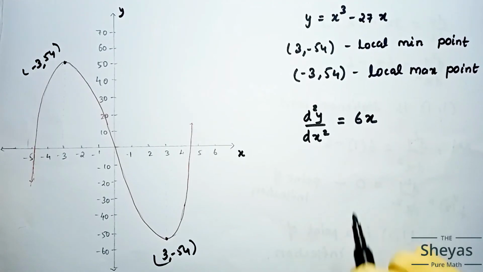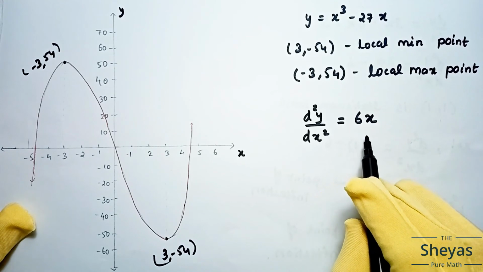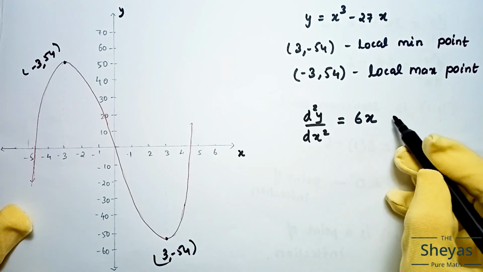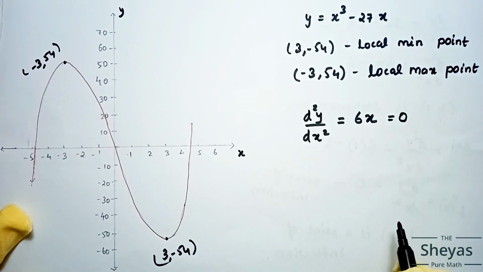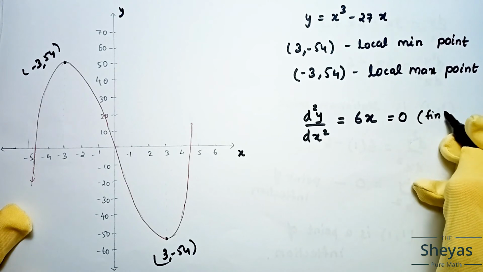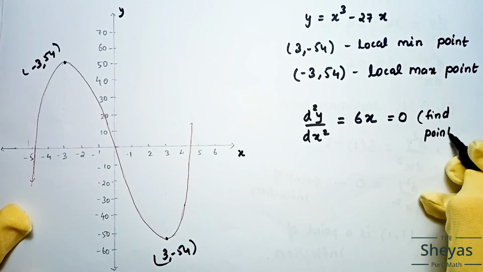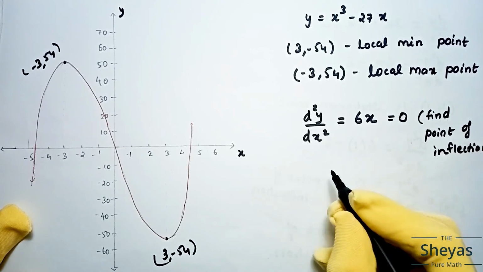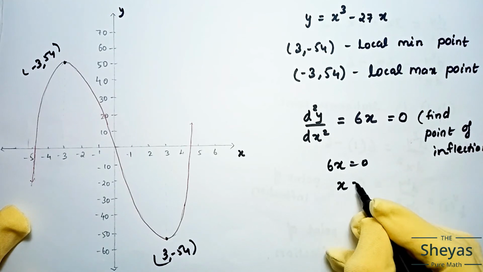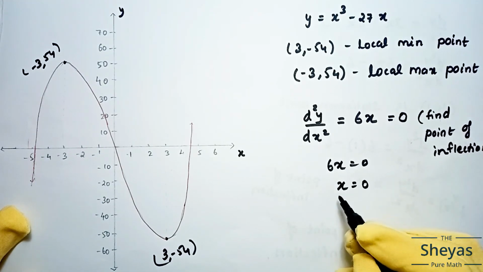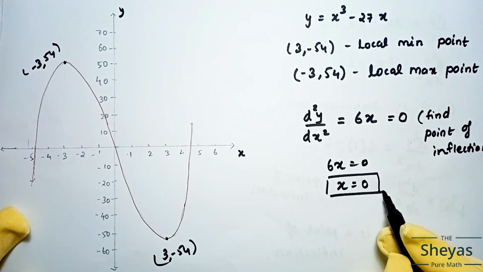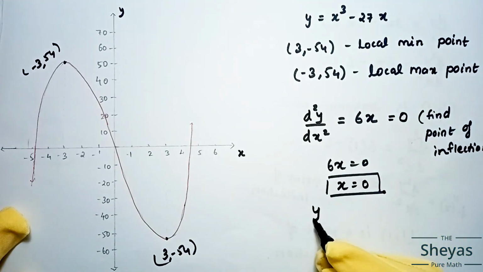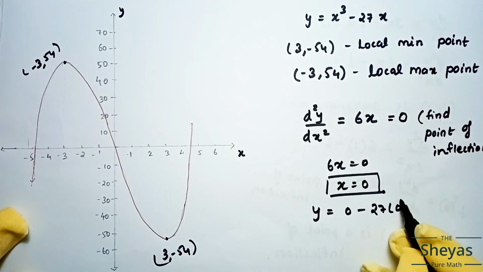So what is our second derivative? d square y by dx square is equal to 6x. And according to the condition, what we have to do to find the points of inflection? We have to put this second derivative to 0. That is, we are finding the point of inflection. So 6x is equal to 0. So x is equal to 0. So we have got the value x is equal to 0. Now you have to apply this 0 in the y value. So what happens? y is equal to 0 minus 27 into 0, that is nothing but 0.